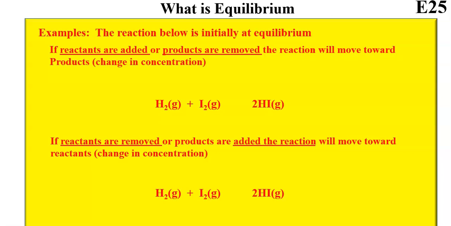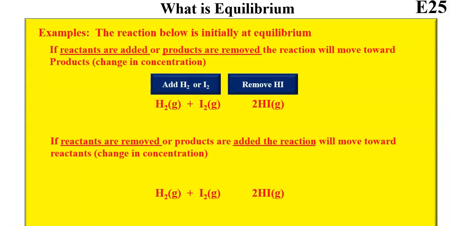If reactants are removed or products are added to the reaction, it will move the reaction toward reactants. So in other words, if you put more HI in than it wants to have at equilibrium, it'll start decomposing that HI into H2 and I2. Or if you remove some of the H2 and I2, there won't be enough for it to be in equilibrium. So it'll start to move where there's less HI and more H2, I2. It's very logical when you think about it, how this principle works.